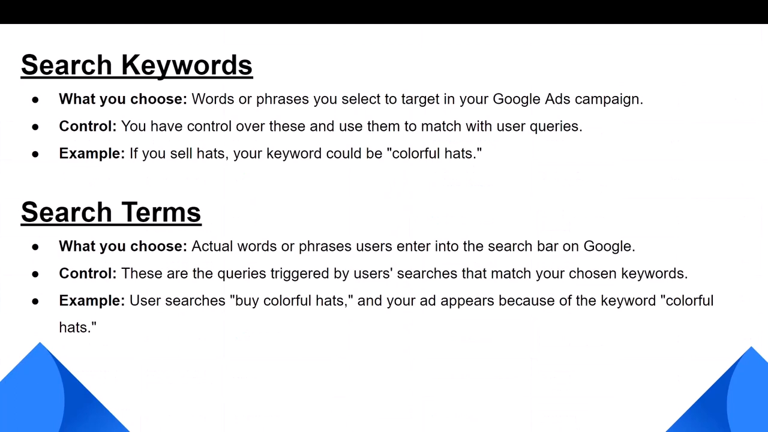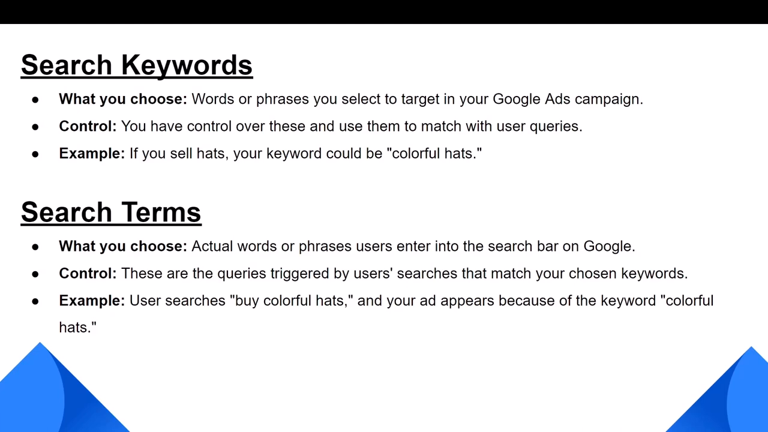First, what is search terms? When you run a search campaign in Google Ads, you generally target some keywords in your campaign so that your ad shows up when people search for those keywords. So, keywords are words or phrases you select to target in your Google Ads campaign.